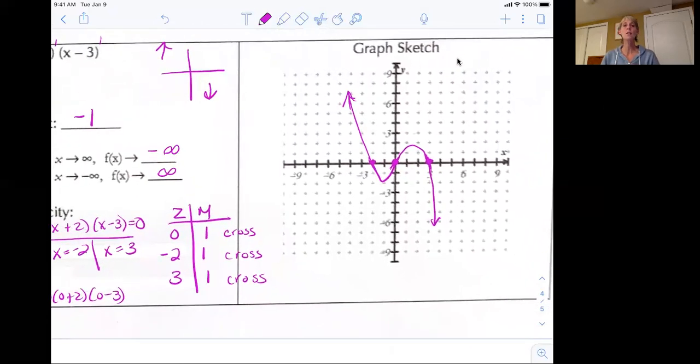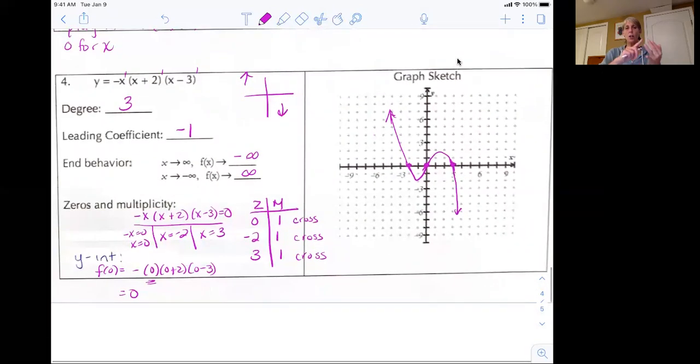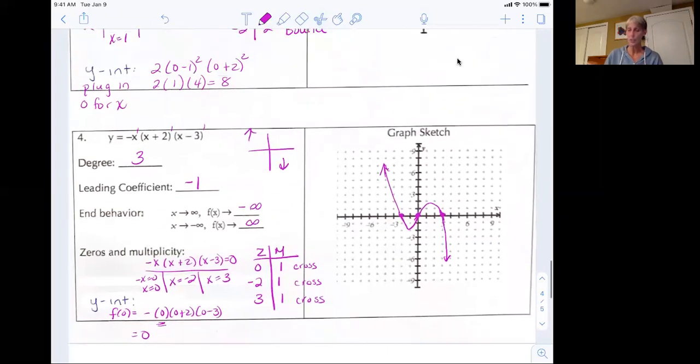Is it perfect? No. Do we know where our turning points are? Absolutely not. We don't have those skills yet. We're not going to worry about them. What we're going to focus on is our degree, our lead coefficient, understanding the end behavior, and understanding what to do at each x-intercept, okay? So practice with your homework tonight, and we will see you very soon.